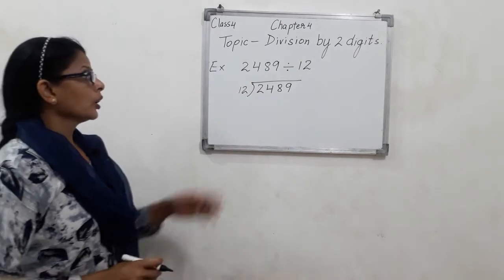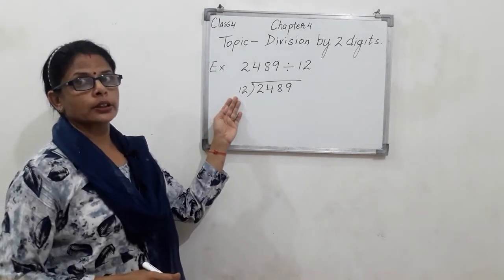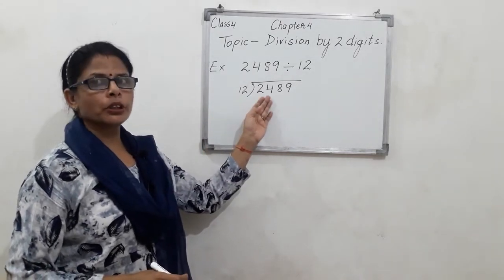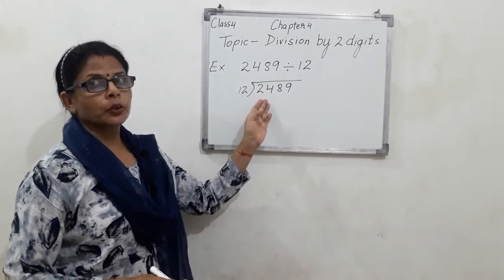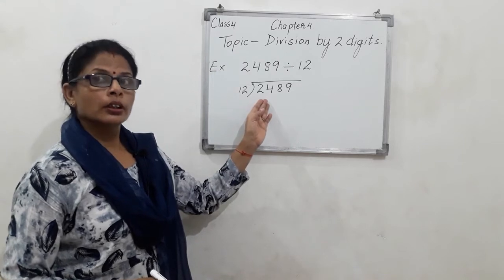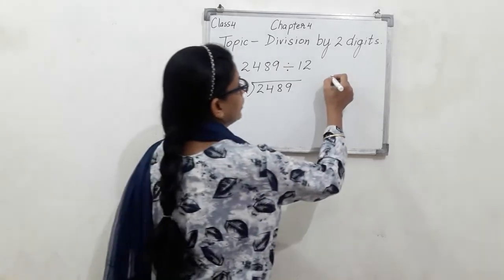Right? Now outside are two digits. Inside also we have to take two digits. Right? In the 12 table, does 24 come or not? Yes, we'll write the 12 table here.